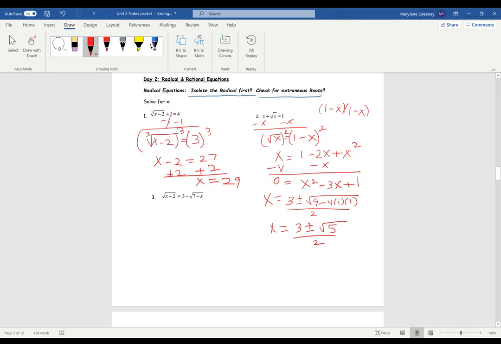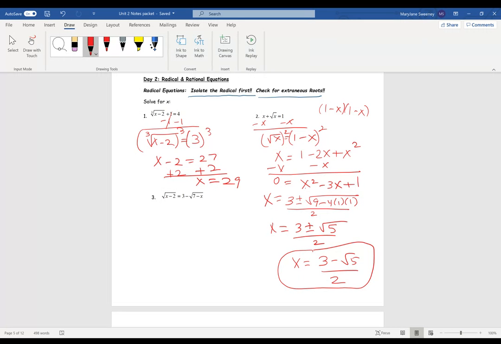Now, what you're going to see when you check, and I'll actually show you this maybe tomorrow when we do this live, or the next day that we do this live: if you do the check, you have to keep this an exact answer and plug it into the original. And what you're going to see is only 3 minus radical 5 over 2 works. The positive, 3 plus radical 5 over 2, does not work. And again, I'll show you another day how you actually check it in the calculator.